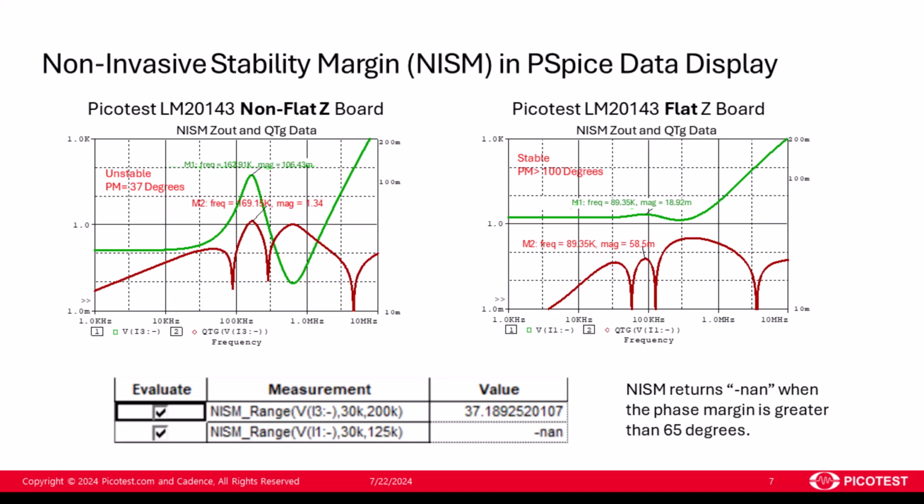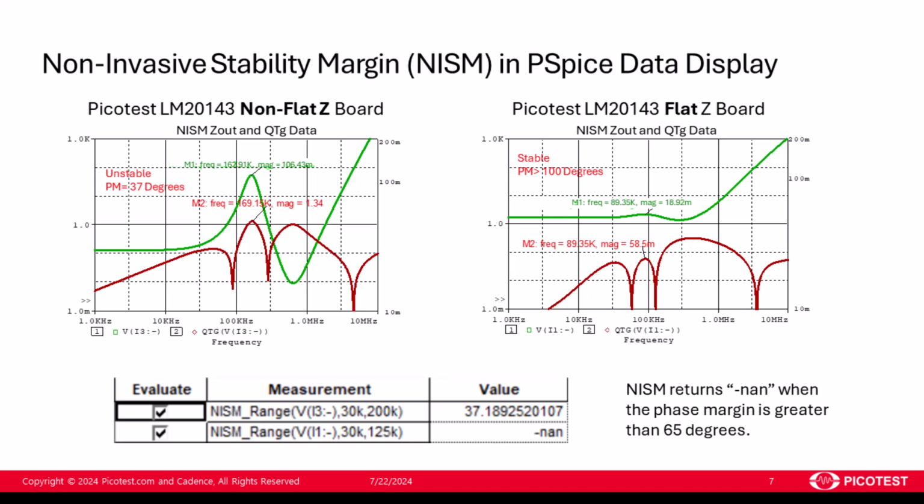The examples shown here are for the LM20143 buck regulator with 2 different PCB decoupling designs. The one on the left has an impedance that's not flat. The data on the right is for a flat impedance design with no resonant impedance peaks. The PSpice NISM data plots show the impedance data on the left axis, as well as the calculated QTG parameter on the right axis. The impedance peaks occur at M1, and the QTG peaks occur at M2.